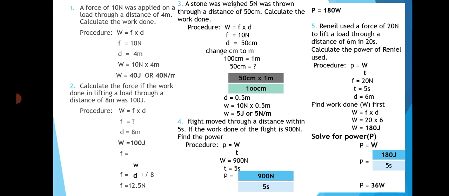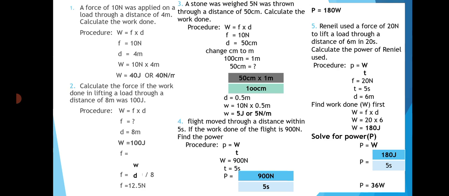Question number 3. A stone weighing 5 newton was moved through a distance of 50 centimeters. Calculate the work done. Still, our procedure: work done is equal to force times D, that's distance. F is equal to 100 newton. Distance is 50 centimeters. But here, we can't just go and multiply, unlike the first question. Here, the SI unit which is accepted is meters.